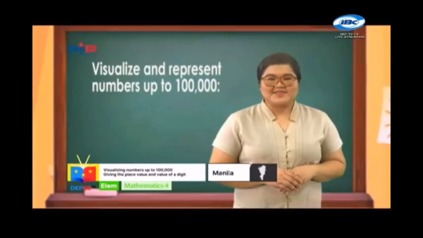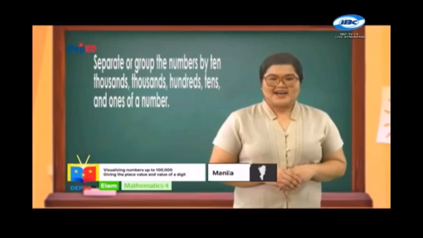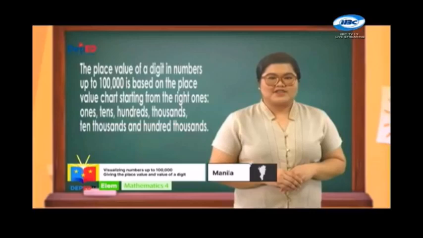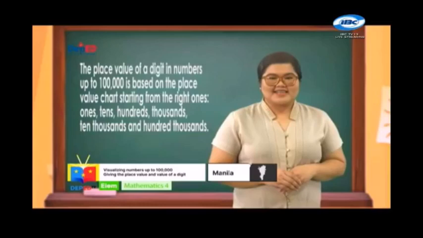To sum up, to visualize and represent numbers up to 100,000 by using number discs and base 10 blocks, we have to separate or group the numbers by 10,000s, thousands, hundreds, tens, and ones of a number. The place value of a digit in numbers up to 100,000 is based on the place value chart starting from the right: ones, tens, hundreds, thousands, ten thousands, and hundred thousands.